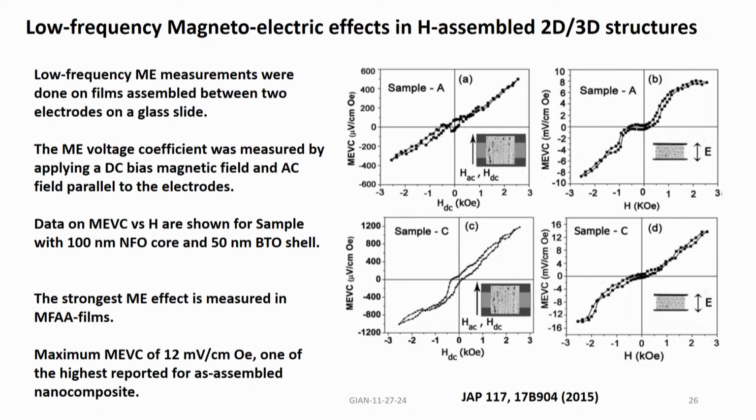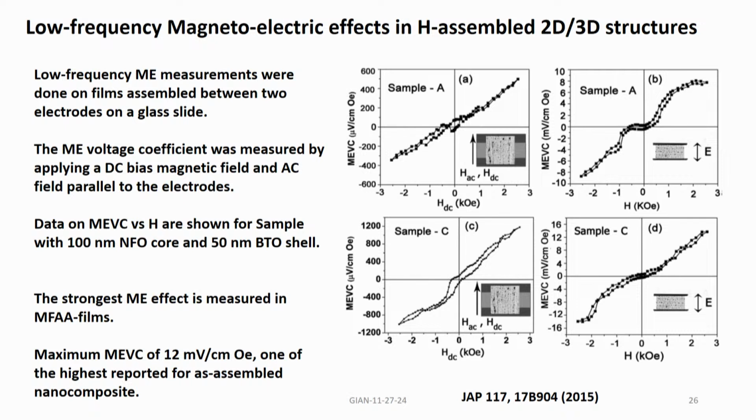So, we measured the strength of the magnetoelectric interaction by two different means. One is the low frequency magnetoelectric effect. You are familiar with this. These measurements were done on 2D films assembled between two copper electrodes that are shown here, or assembled between two copper plates. This is a 3D film. So, see, for the 2D film, the interaction strength is very weak.